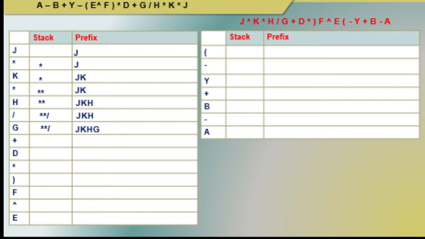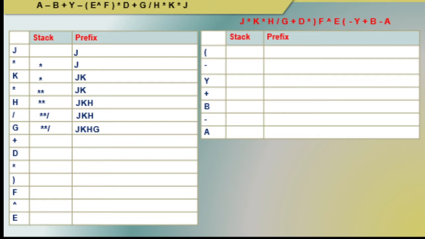Next we have addition operator. The incoming operator is addition. The top of the stack is division. Since the incoming operator has higher priority than the top of the stack, according to our rule, we must pop the top of the stack and write it in our output. And then we compare now our incoming operator with the new top of the stack, which is multiplication operator.